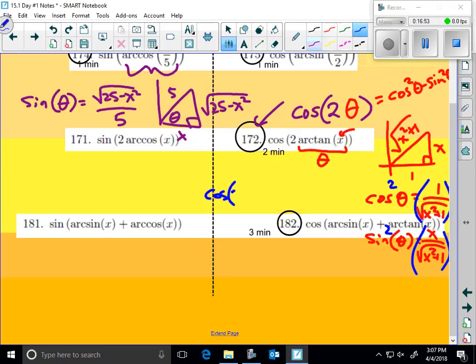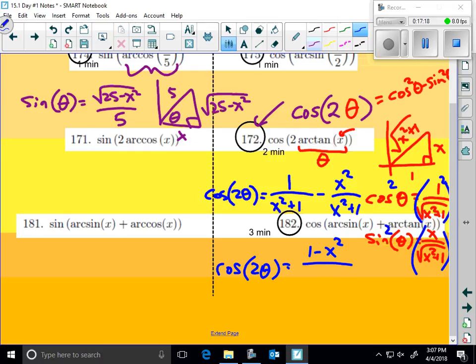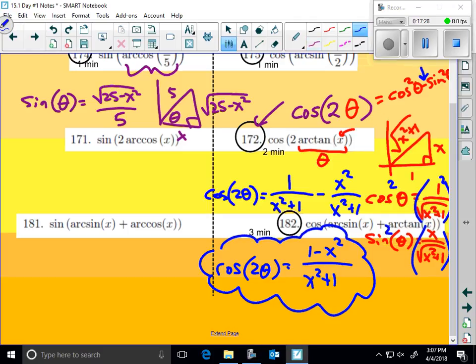So cosine of 2 theta would equal, if I squared this first one, I get 1 squared over x squared plus 1. And in the second one, I'd get x squared over x squared plus 1. So what I get is 1 minus x squared, because I have a common denominator, over x squared plus 1. You think you might be able to factor that further, but you can't. Now, the one thing that someone's going to mess up here is they're not going to remember that this is a minus sign in between. So be careful. Please be careful.